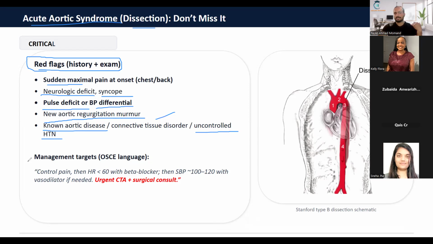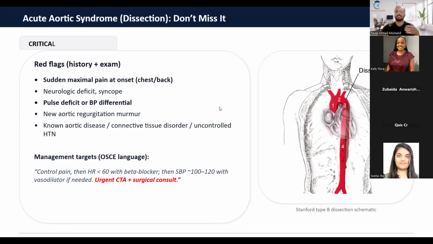So for OSCE, management targets for aortic dissection would be: we are going to aim for pain control, heart rate less than 60 with beta blockers, systolic blood pressure between 100 and 120 with vasodilators if needed, urgent CT angiography, and surgical consult. The surgeon in this case would be a cardiothoracic surgeon who may consider either repair or conservative treatment.